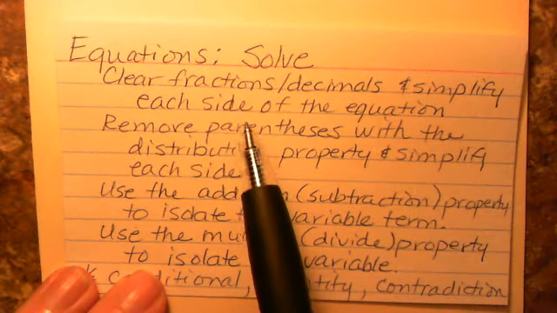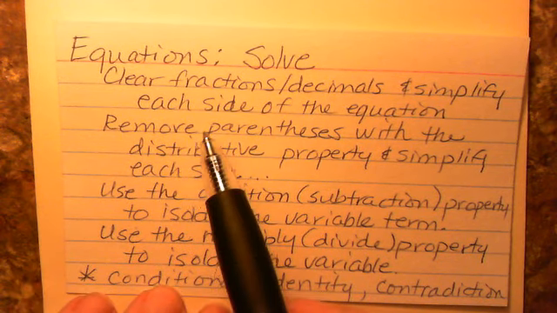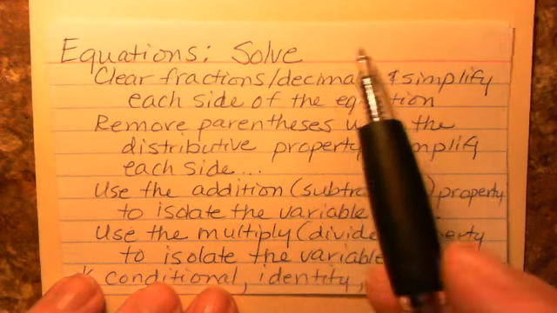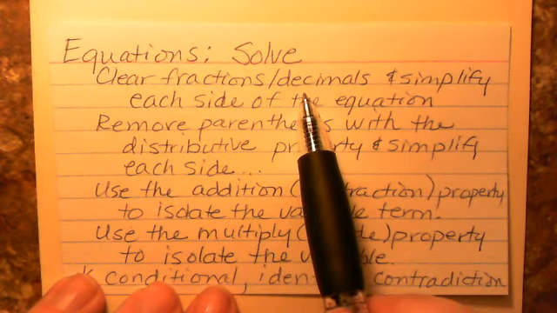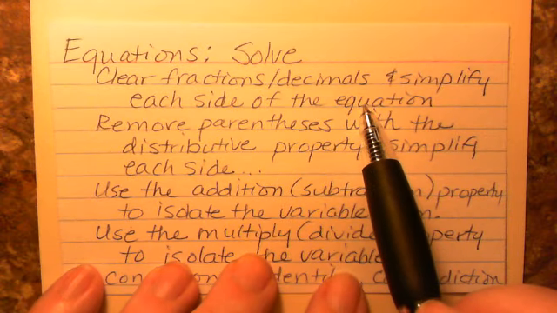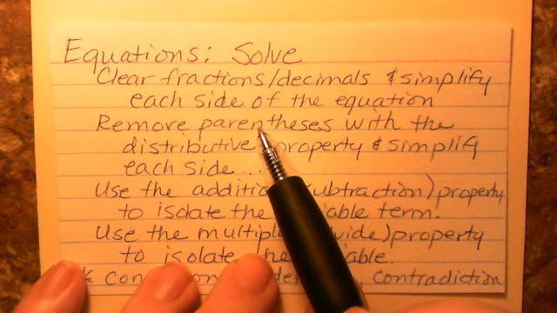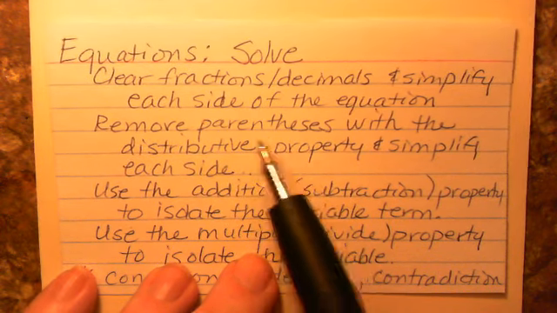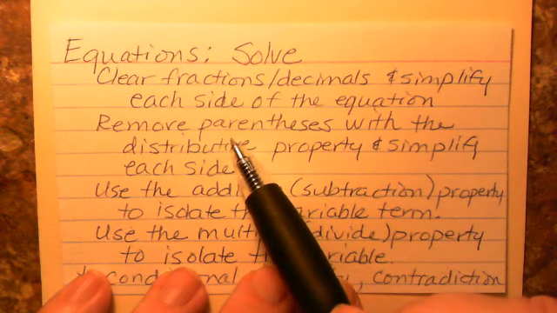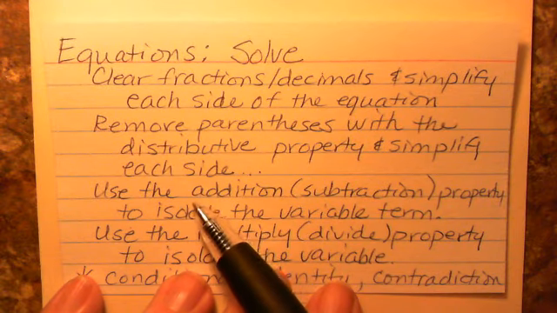Here's a pretty good routine right here. Check first for these things in order. So check first to see if you have fractions or decimals. You want to clear the fractions or decimals and simplify each side of the equation. Then check to see if you have parentheses. Remove the parentheses with the distributive property and then simplify each side. If you don't have fractions or parentheses, you get to skip these steps, but they're good to do first.